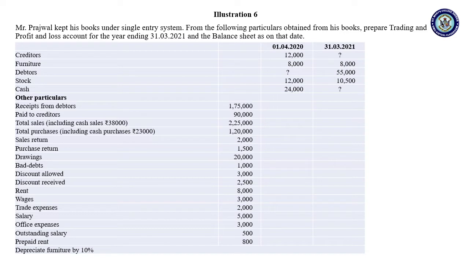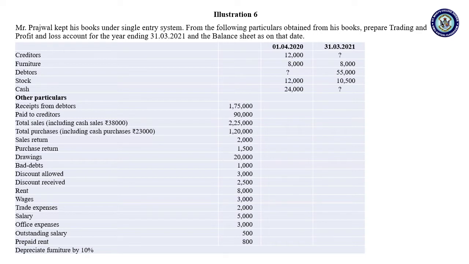Now we'll go with the other particulars and we will pass the journal entries. Because we have to prepare the ledger accounts, we need to know the journal entries. So take your pencil and write the journal entries. Now the other particulars: receipt from debtors. What is the journal entry?